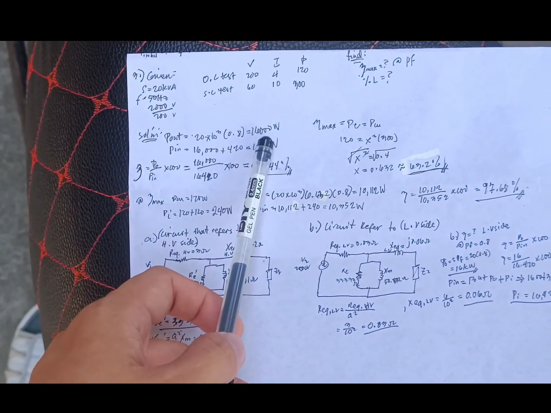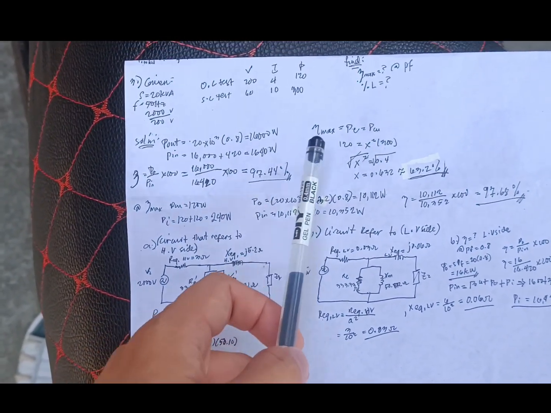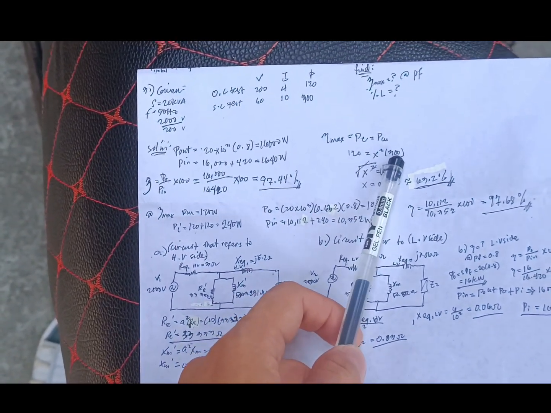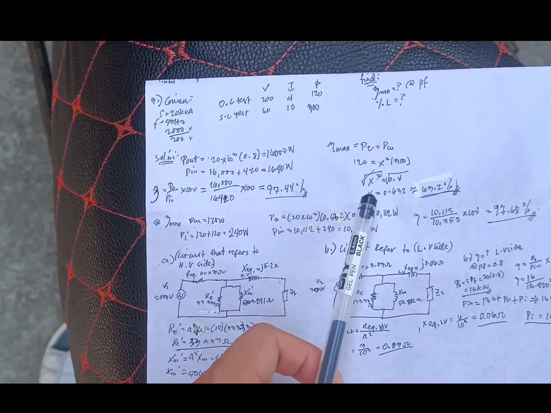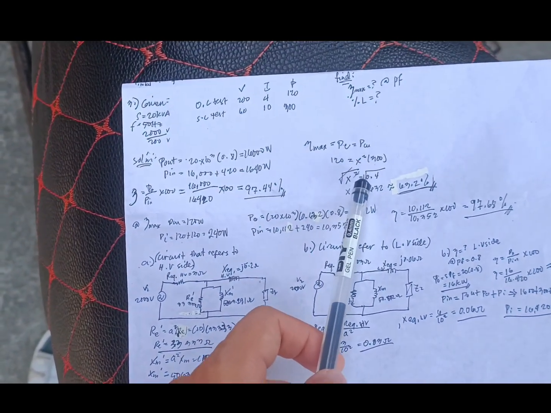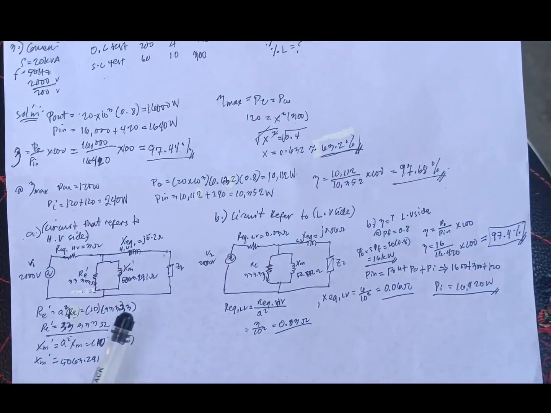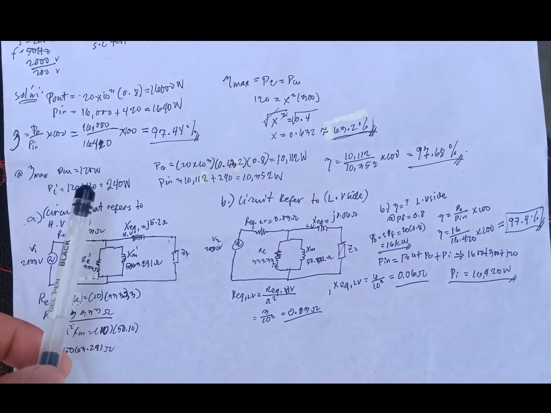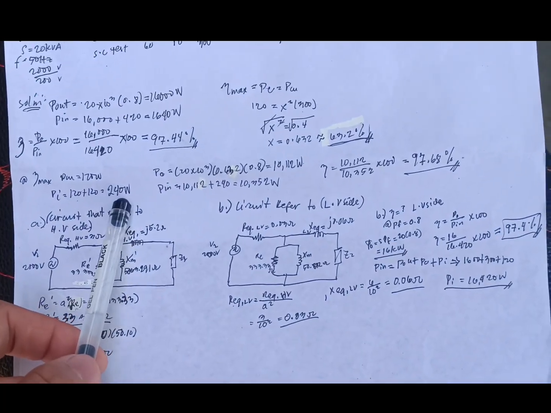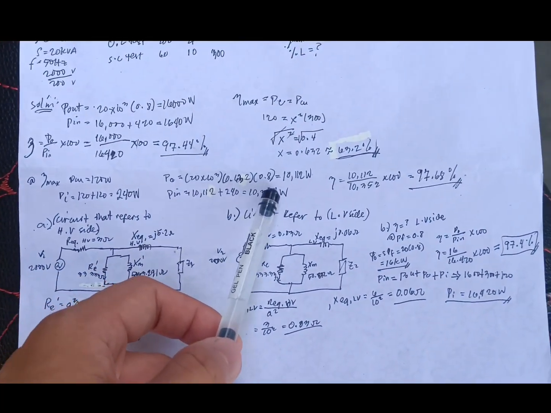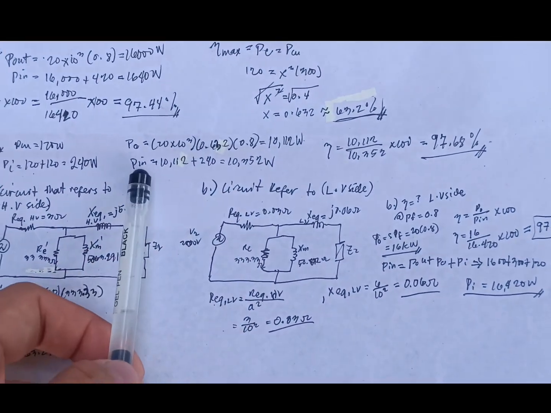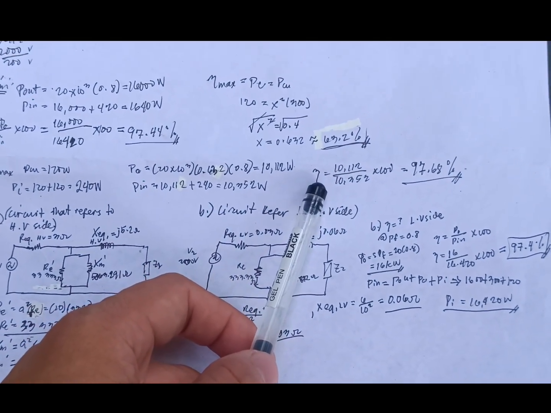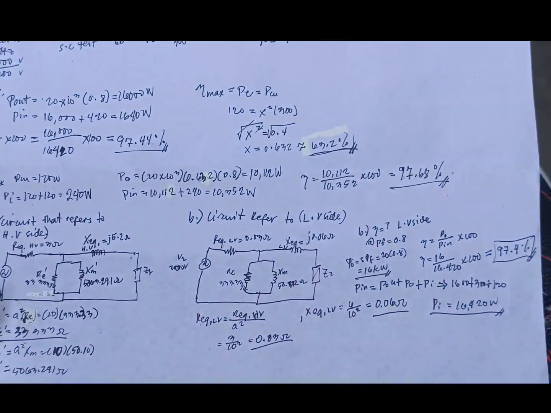For P out, we have 16,000 watts and P in 1640 watts. For the PCU, from the open circuit test, 120 is equal to x squared times 300, and the square root of 4 is equal to 63.2%. At maximum efficiency we have 120 watts, and for PN we get 240 watts. For the power output we have 10,112 watts and the PN is 10,352 watts. Efficiency is equal to 97.68%.